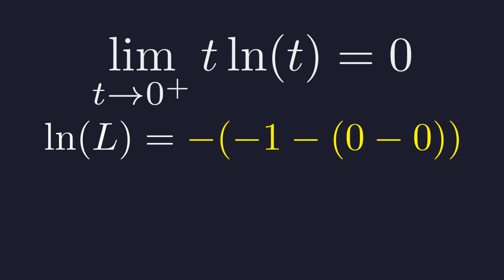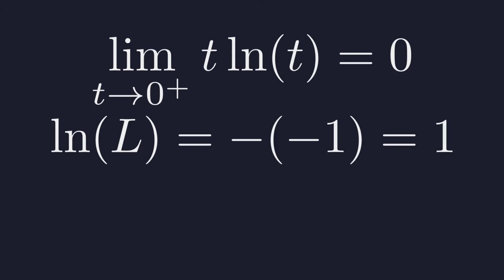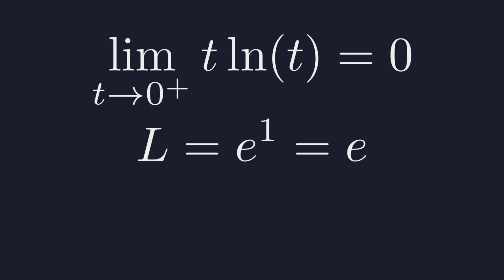Exponentiating both sides gives L. That means L is Euler's number. This is the key conclusion. The limit equals Euler's number. The picture we have been building leads directly to Euler's number.